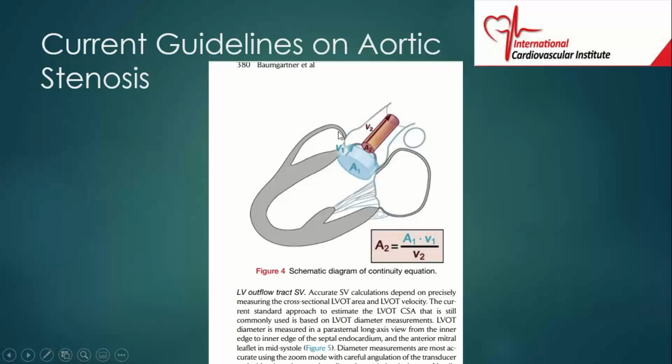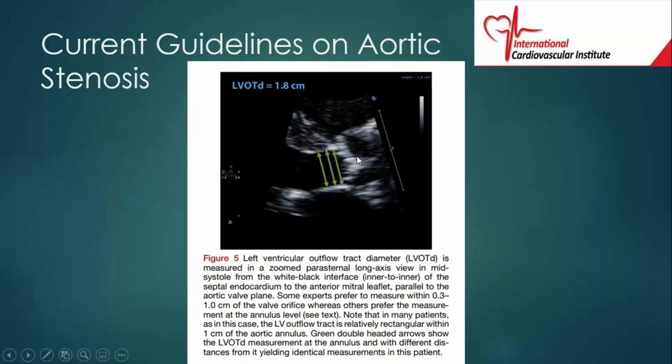And so the flow in the LVOT is equal to the flow across the valve. Okay, same flow, the same blood is flowing. Now when you're measuring the diameter, parasternal long axis view. So this is your septum. This is the posterior wall. So this is the anterior mitral leaflet, the posterior leaflet is there, and the posterior wall is down there.